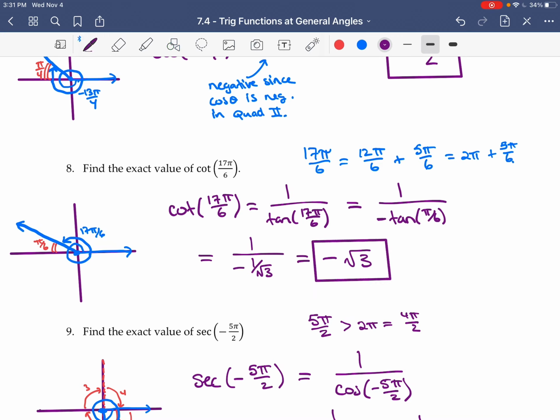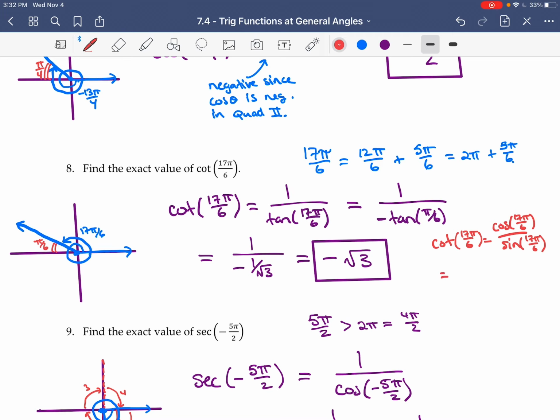Okay, so you could check this. I mean, you don't have to go through tan. You could have also said that cotan of 17 pi by 6 is cos of 17 pi by 6 over sine. Okay, so you could have done it like that.